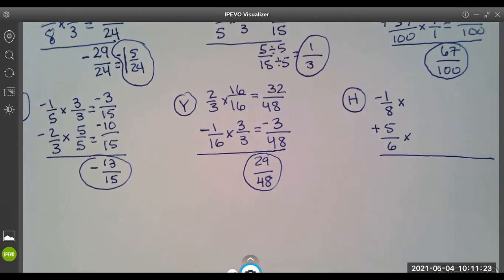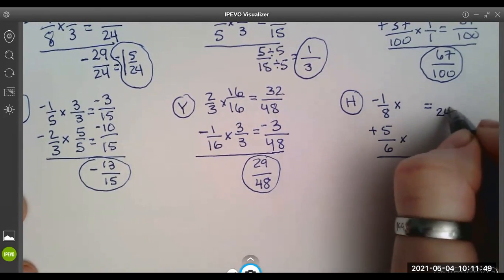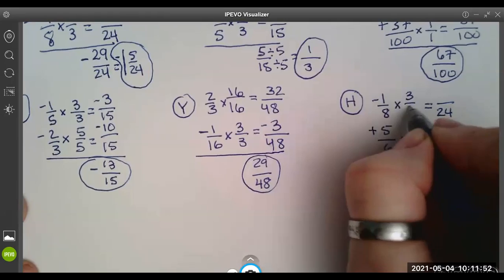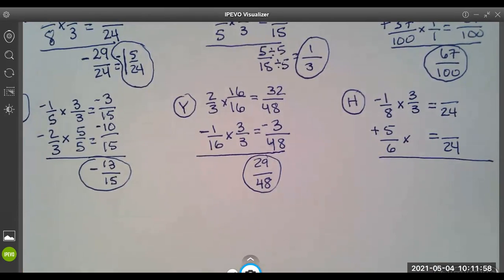8 times 2. What do we get? 16. Does 6 go into 16? No. Then 8 times 3, what do we get? 24. Does 6 go into 24? Yes. So our target is 24. We got there by 8 times 3. What is 6 going to be multiplying to make 24? 4/4.